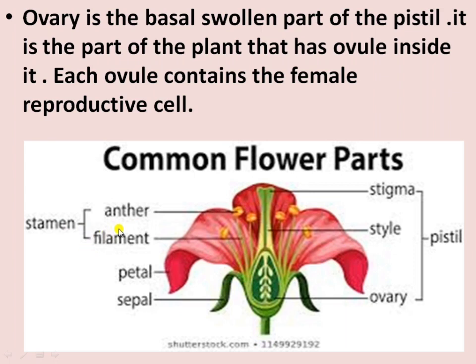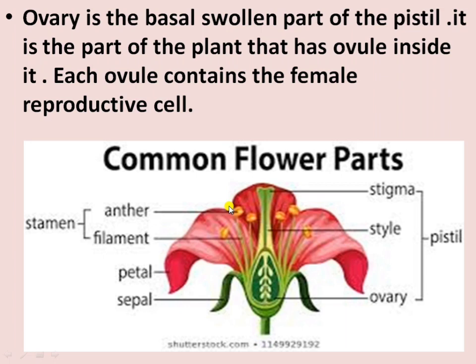Okay. So stamen is the male part of the flower. It is made up of filament. This stalk is filament and this swollen part is anther. So both anther and filament make the male part, that is stamen. Anther is the part of the stamen that produces and contains some pollen grains.